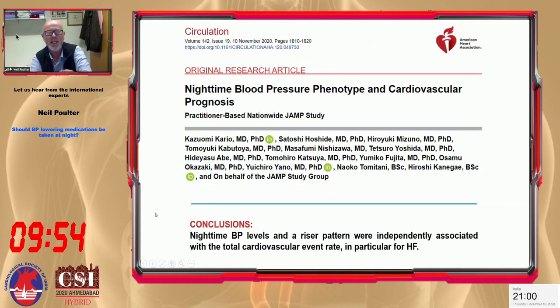More contemporary data, observational data like this, comes from a Japanese study of ambulatory blood pressure monitoring, relatively small, but nevertheless they were able to conclude quite clearly that nighttime blood pressure levels and patterns of what they call a riser pattern, i.e. blood pressures that rise at night, were independently associated with the total cardiovascular event rate, and particularly for heart failure. So there's observational data which links nighttime pressures more strongly with cardiovascular events than any other type of blood pressure times of day or clinical blood pressures.